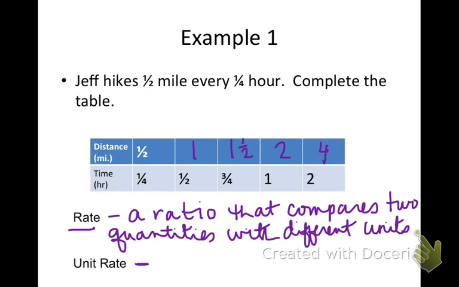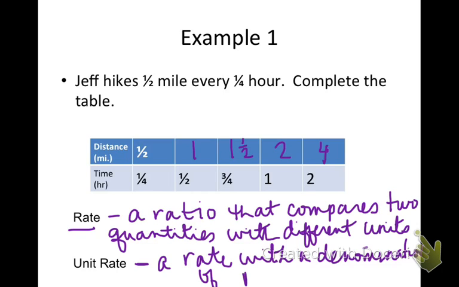So we talked about a rate. It has different units, just like our miles and our hours. So that forms a rate. And the original rate is 1/2 of a mile for every 1/4 of an hour. The unit rate is a rate with a denominator of 1. And so hopefully you can identify the unit rate in this situation. And we would describe it as Jeff traveling 2 miles per hour. And so miles per hour is a unit rate, and one that we're very familiar with.